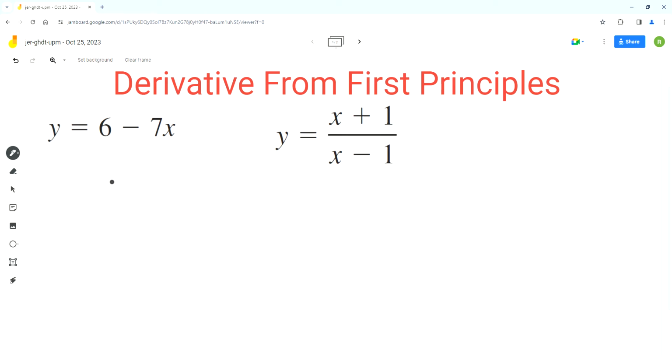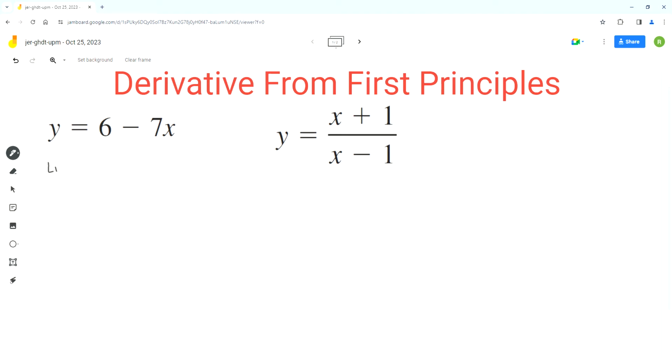So in this video, we'll find the derivative of these functions from first principles. So let's start with the function on the left side. The given function is y equals 6 minus 7x. So the first step is to write the expression for finding the derivative from first principles.